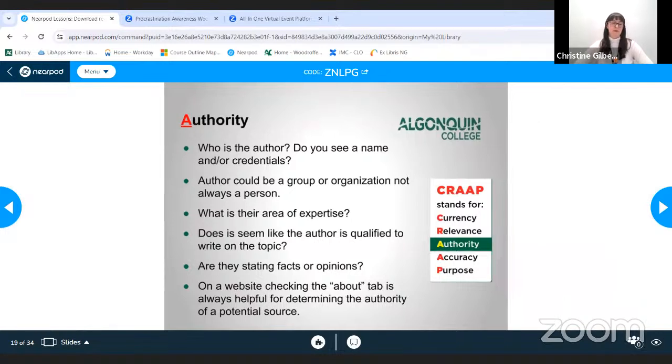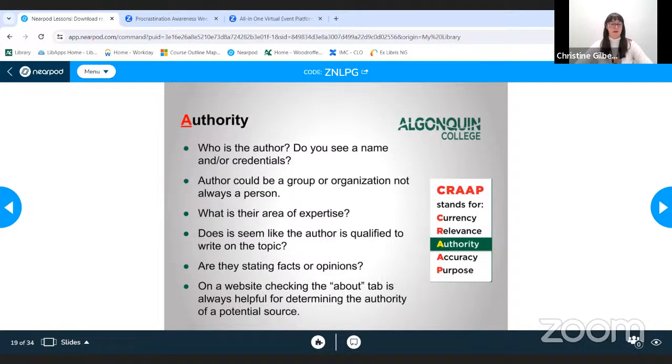Authority. Who is the author or authors? Is their name clearly stated along with their credentials? An author can also be a group or organization, not always a person, but the same criteria applies. What is the author's area of expertise? Are they qualified to write on the topic?